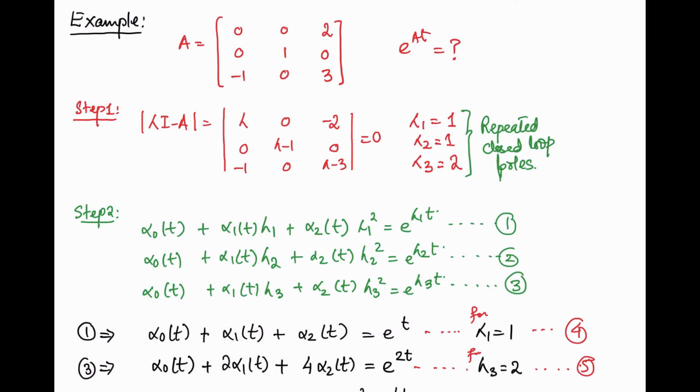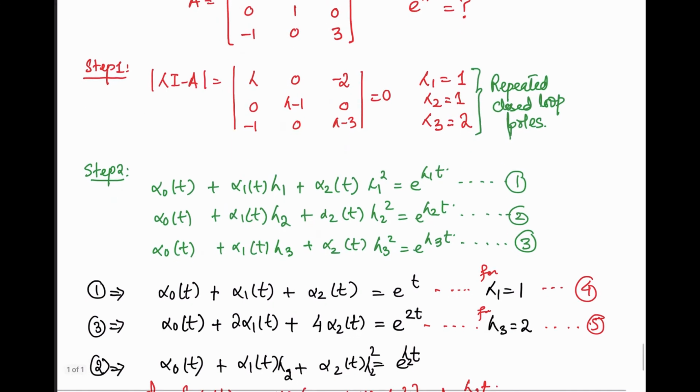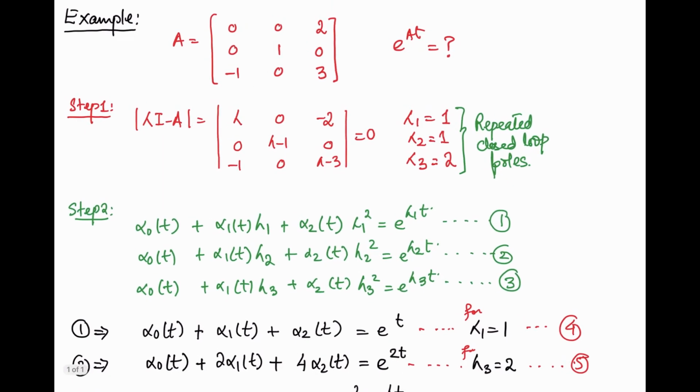Okay, so what will you do if you have repeated closed loop poles? Let's first of all write down the equations that we have discussed to determine the alphas. So first equation, using the first eigenvalue, that is lambda 1.